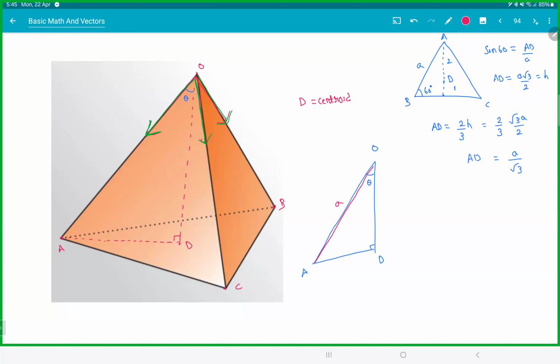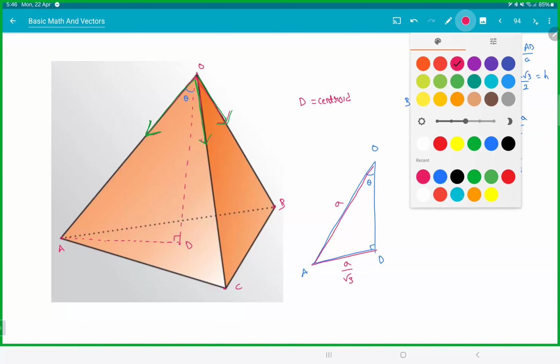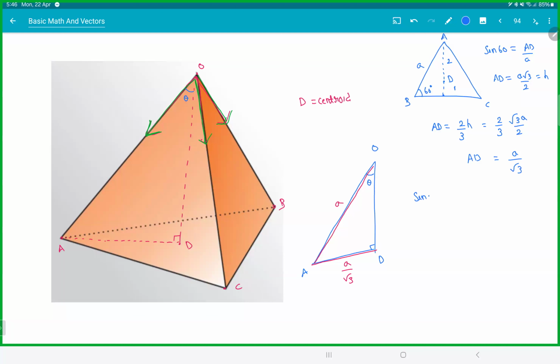This length is A, that is the side of the hexagon. And this side is A by √3. So from here, we got sine theta is the opposite side A by √3 over the hypotenuse, which is 1 by √3. Agreed? So what we got is a different angle there.